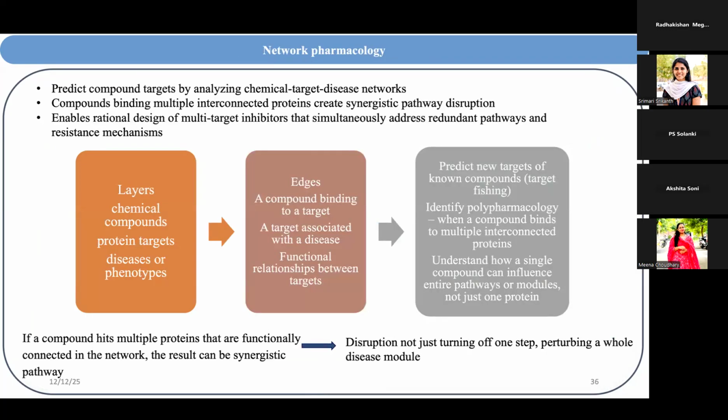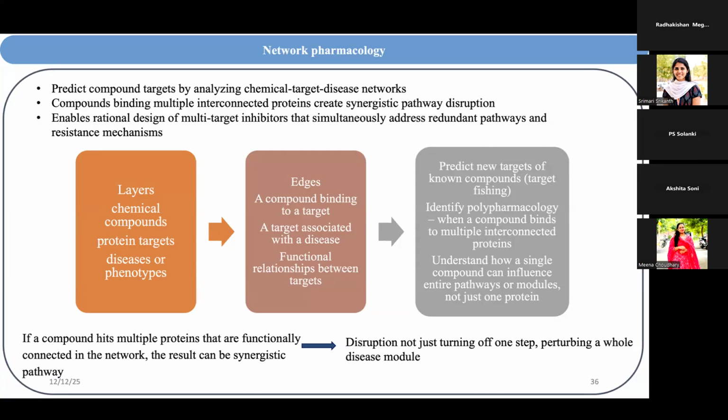Then comes network pharmacology, which connects the compounds, targets, and diseases as a network framework. Here, for network topology, we build a multi-layer network. For example, one layer for chemical compounds, the next layer for protein targets, and another for disease phenotypes. The network is connected by edges, which represent the compound binding to the target, the target associated with the disease, and the functional relationships between these.